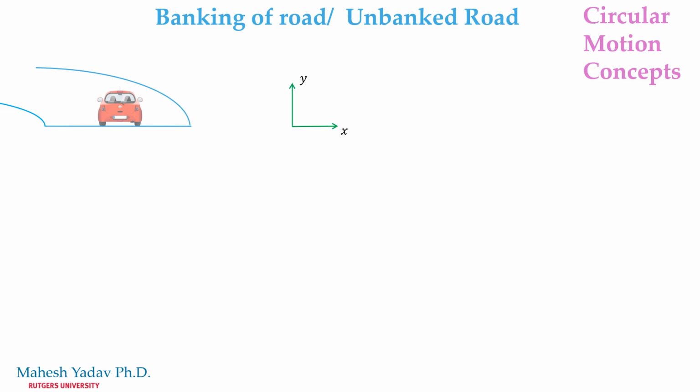Let us try to understand the forces acting on a car when it is moving around a curved road. The road is flat, that is, not banked. The gravitational force, mg, is always down. The road exerts a normal force. The normal force is outward and always perpendicular to the surface.